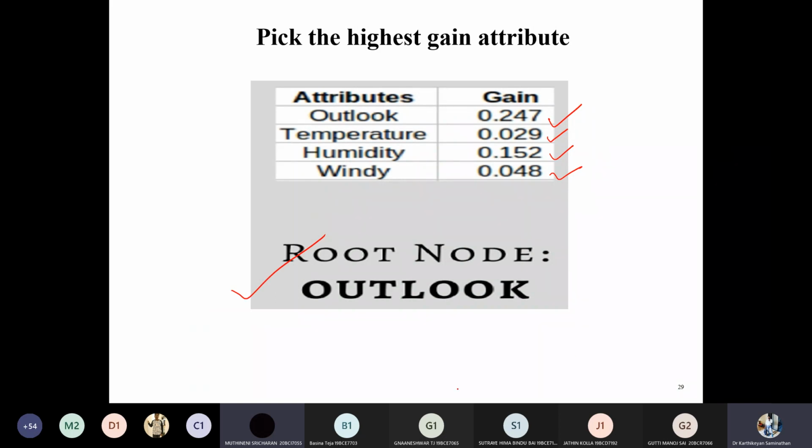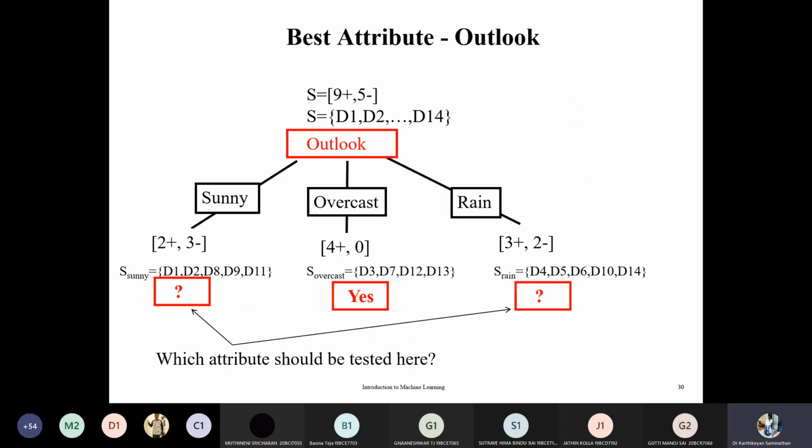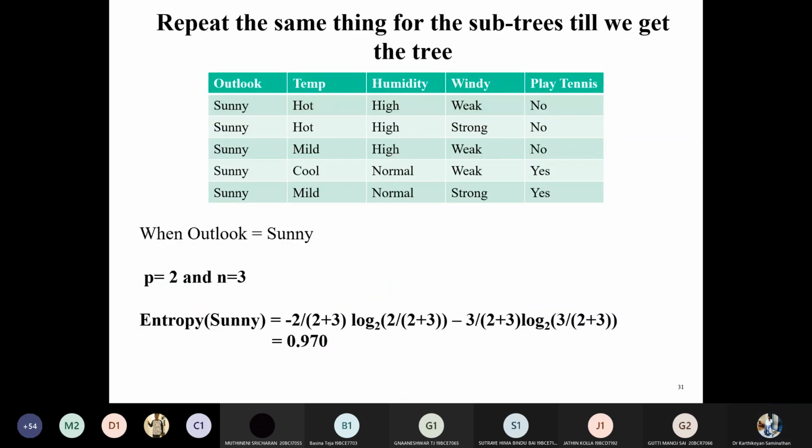Whatever is under the outlook, all the branches are the best classifiers. This is what your decision tree is all about. The best attribute now is your outlook. Same here, other examples are given. Repeat the same thing for the subtrees till we get the tree.